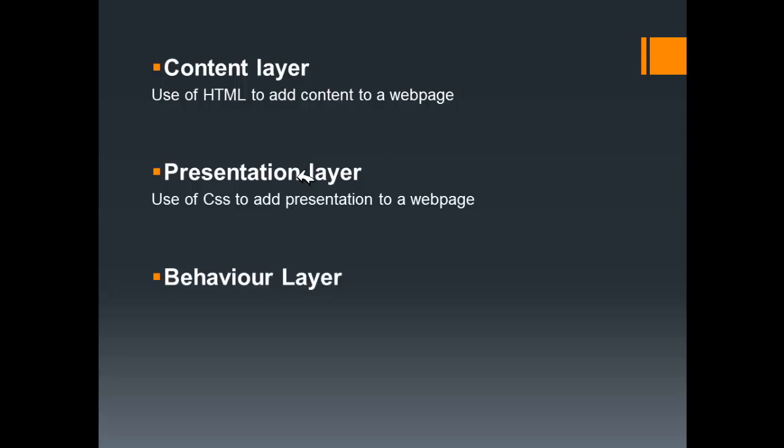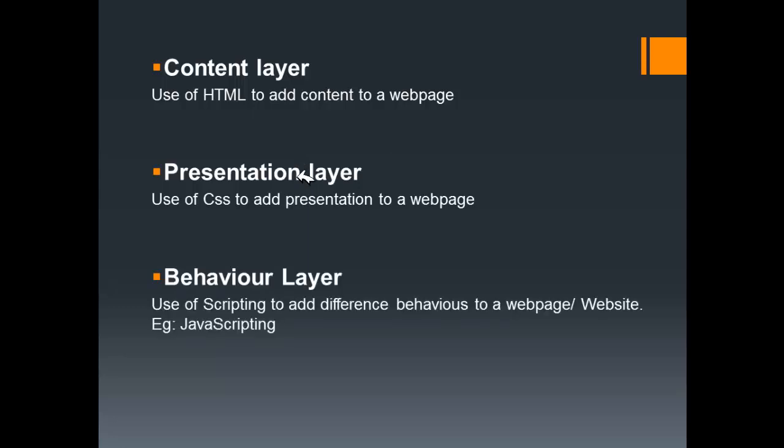Then we have the behavior layer, which is done through different scripting. These will include scripting such as JavaScripting to add any sort of behaviors, such as validating the page or adding any sort of animation to a page. I always call the behavior layer one of the layers that adds a life to a page. Otherwise, a web page is never alive. It's dead. If you want to make it alive, you need to use JavaScripting for that.